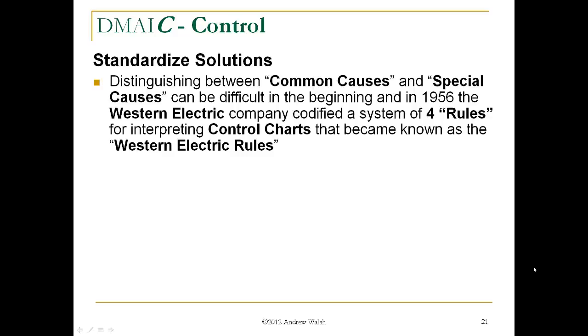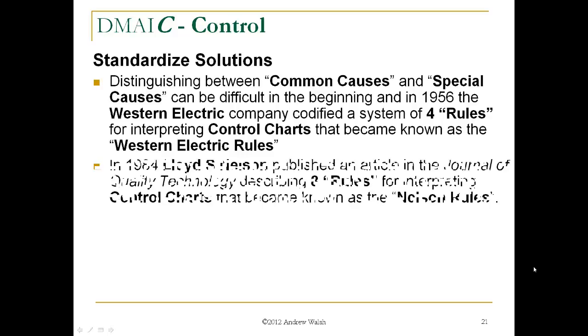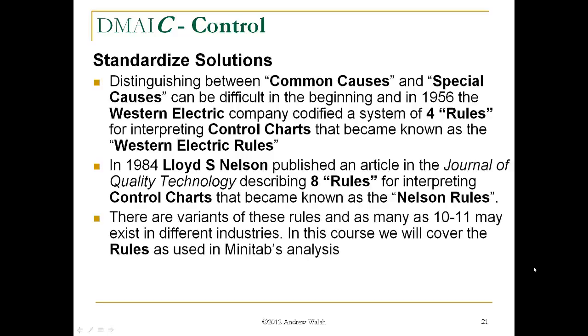Distinguishing between common causes and special causes can be difficult in the beginning, and in 1956, the Western Electric Company codified a system of 4 rules for interpreting control charts that became known as the Western Electric Rules. In 1984, Lloyd S. Nelson published an article in the Journal of Quality Technology describing 8 rules for interpreting control charts that became known as the Nelson Rules. There are variants of these rules, and as many as 10 to 11 may exist in different industries. In this course, we will cover the rules as used in Minitab's analysis, which follow Nelson rules.